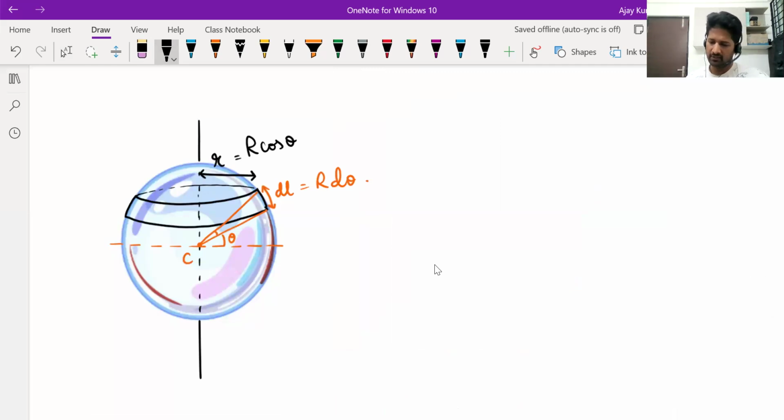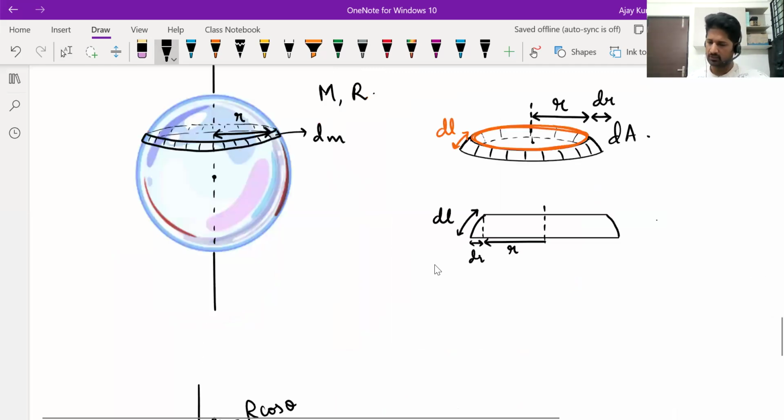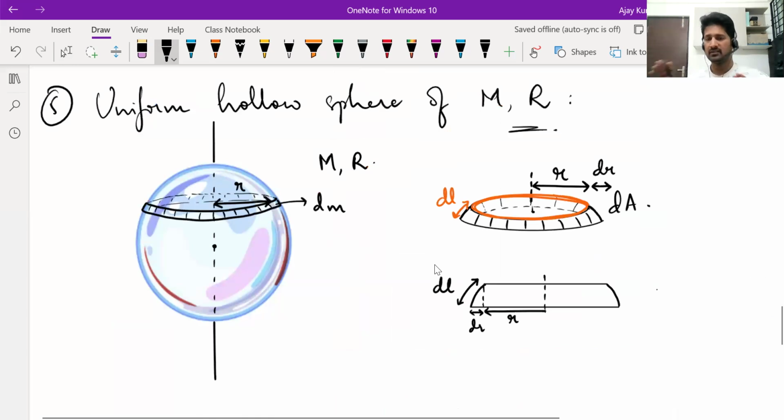Okay. And why did we get that slant length? Because we need an expression for the mass of this ring element dm. Now, you know, a hollow sphere is an areal mass distribution. So dm is going to be sigma into dA. dA is that shaded area. How do we express that shaded area? We write it as the circumference of that ring element multiplied with the slant length.